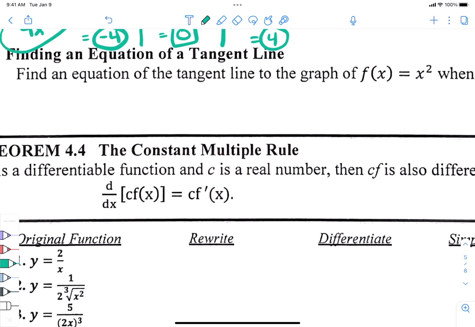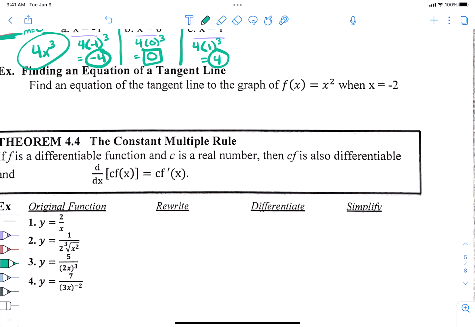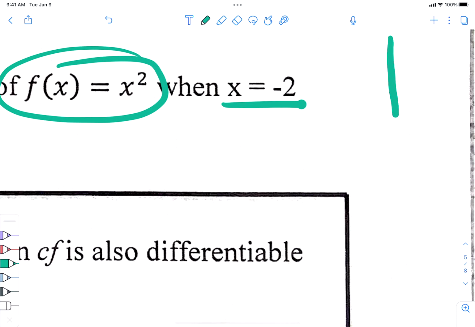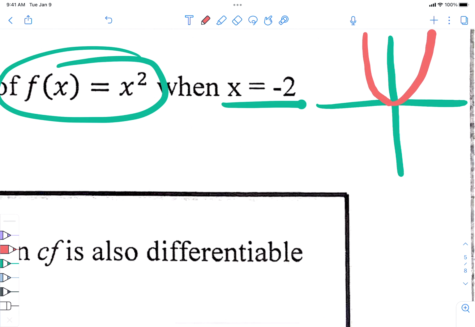So let's do this example. Find an equation of a tangent line to the graph of x squared at the point -2. I'm going to graph this one also. You won't always have to graph it, but I'm just going to graph it so that you see exactly what we're finding. X squared looks like this, and -2 is this dot right here. This would be at -2, 4 hitting the graph. What I'm trying to do is find this line.